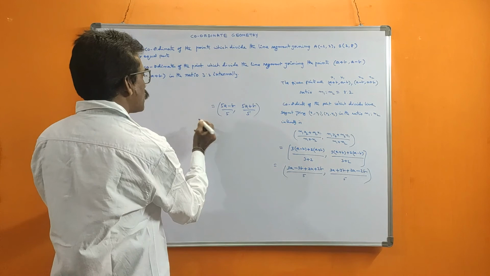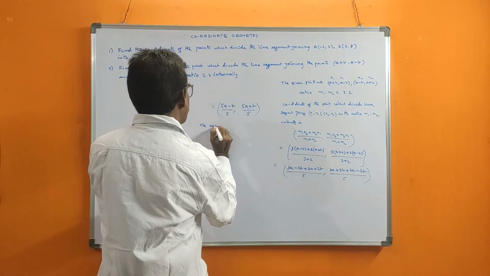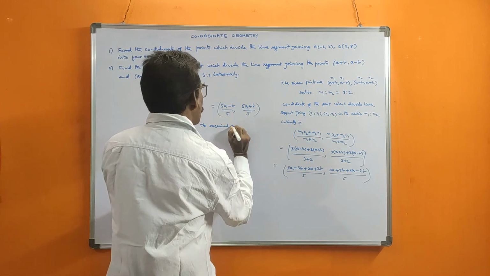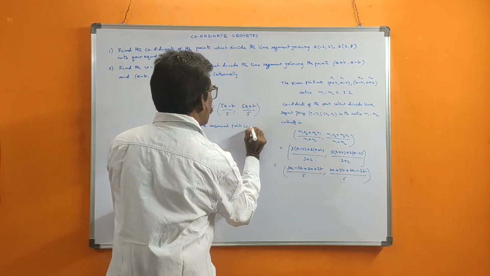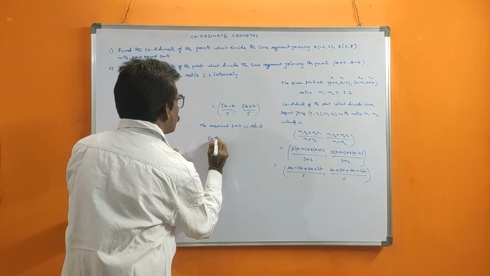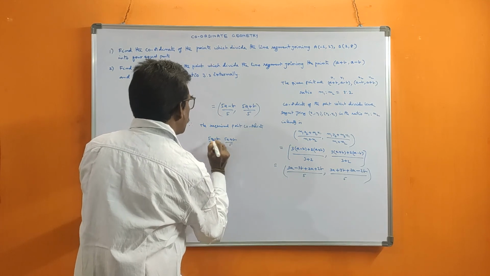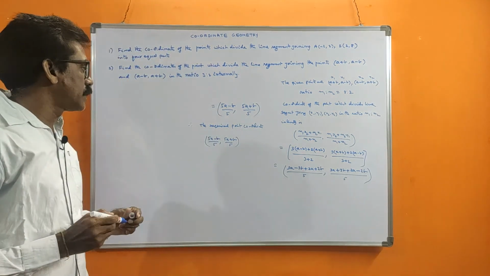So therefore, write the required point coordinates. What? (5a minus b) by 5, (5a plus b) by 5. These are the required coordinates we want.